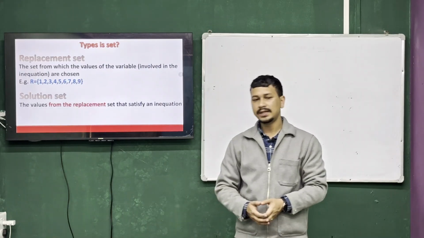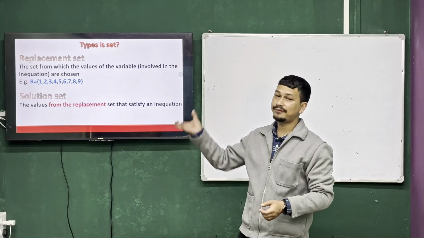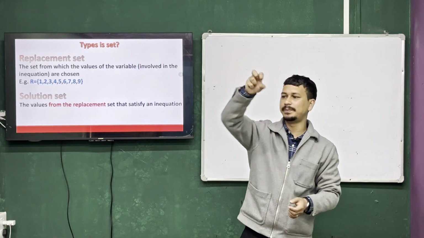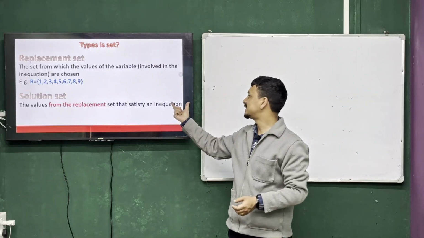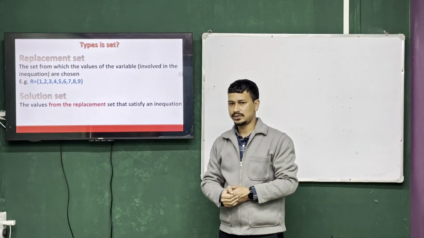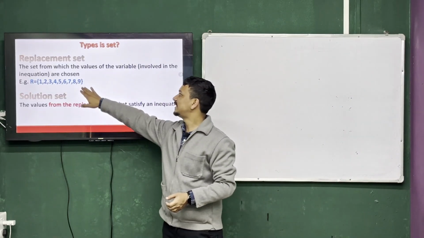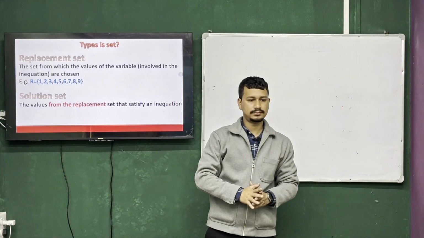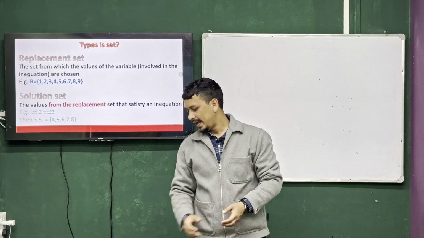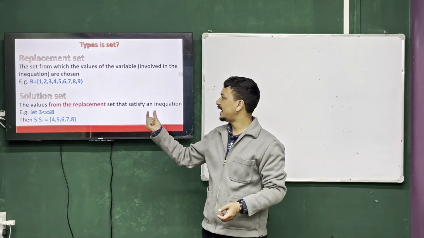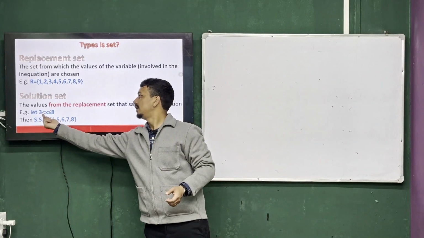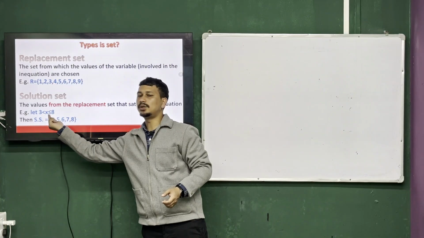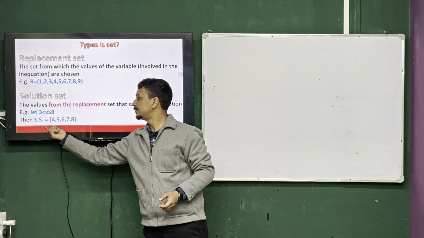So what is solution set? These are basically the values from the replacement set. Means we have to take values from the replacement set that satisfies an equation. For example, let's say that the replacement set is 1, 2, 3, 4, 5, 6, 7, 8, 9. Alright, 1 to 9. And let's say the equation is such that x is greater than 3 but less than equal to 8. So what will be the solution set?